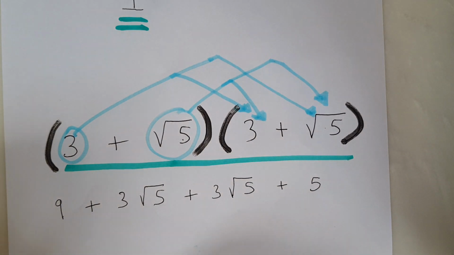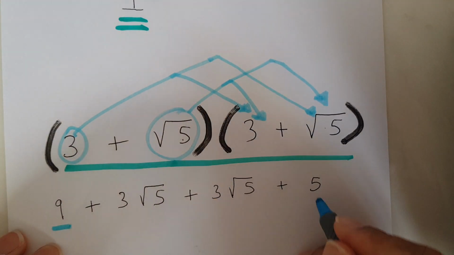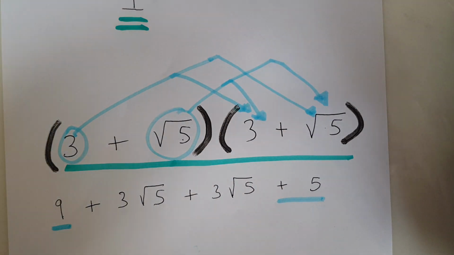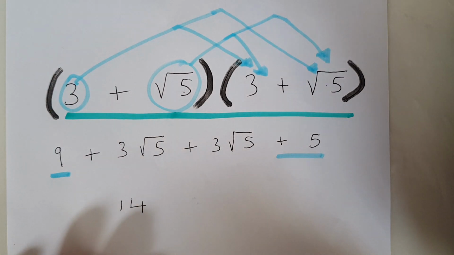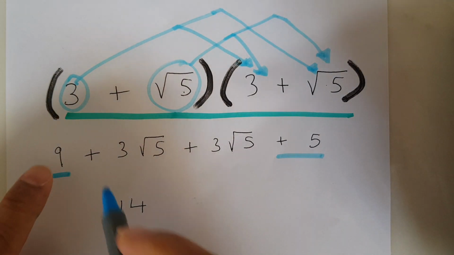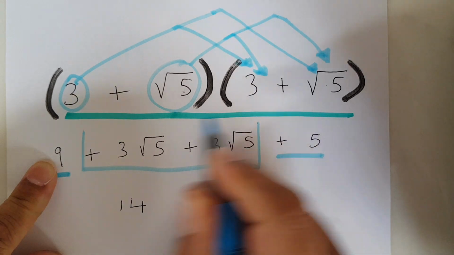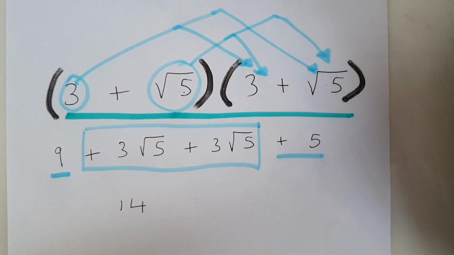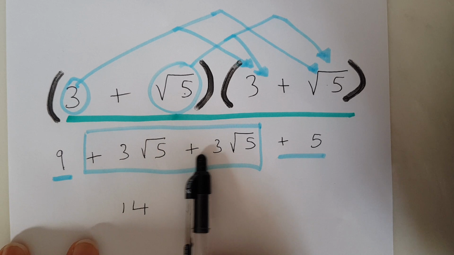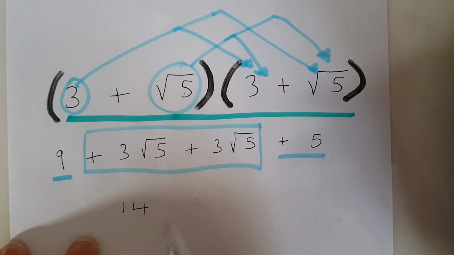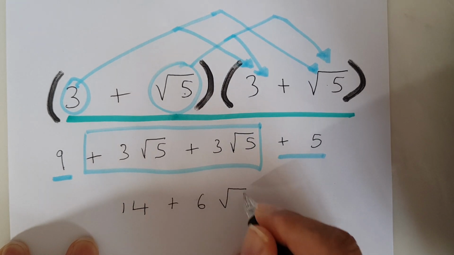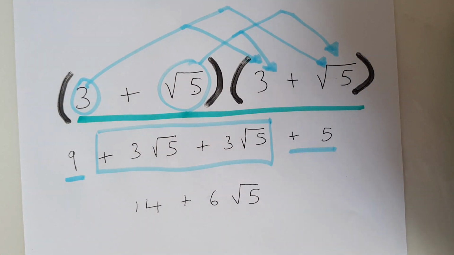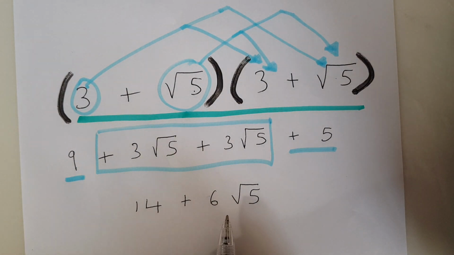Okay? Right, like terms together again. We're going to have 9 plus 5, which is 14. And you can't see that. There you go. It's 14. And then we're going to have whatever's in the middle. So let's do a box for whatever's left. Plus 3 square root of 5 plus 3 square root of 5. So 3 plus 3 is 6. Okay? Plus 6 square root of 5. Okay? That is your answer.